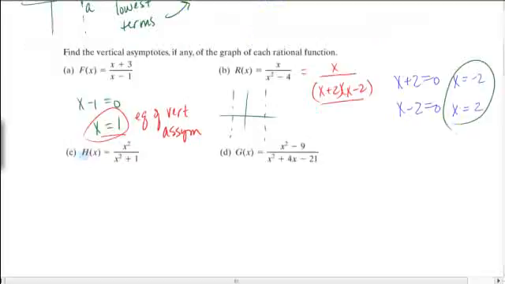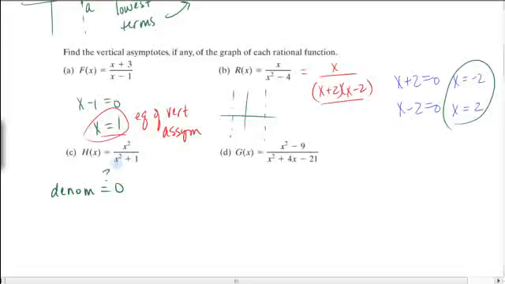The next example we're going to look at is h of x is equal to x squared over x squared plus 1. Okay, and we're trying to determine where the denominator is equal to 0. That's what we want to be asking ourselves. Where does the denominator equal 0? If I take a number and square it, I'm always going to have a positive number. And if I add 1 to a positive number, I'm always going to get something greater than 0.